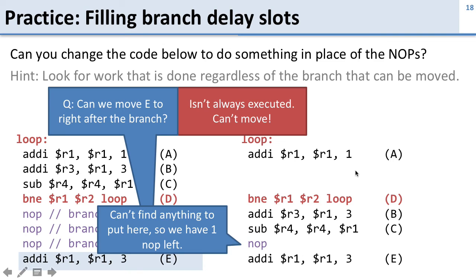So now if you look at the result we have here, our loop now has 1 instruction here and then 2 of them afterwards. And so instead of having 3 no-ops, we've now got our loop down to just 1 no-op. So we've made our loop a lot faster.